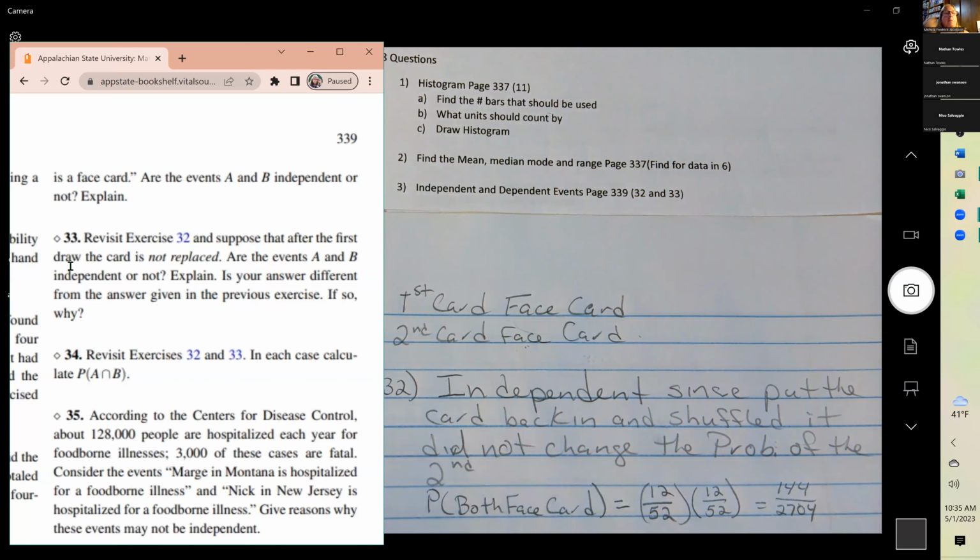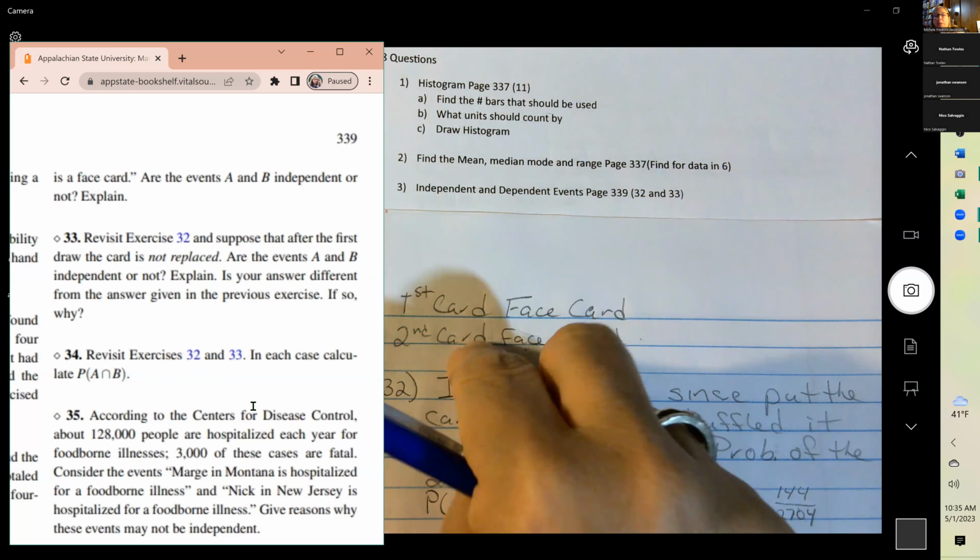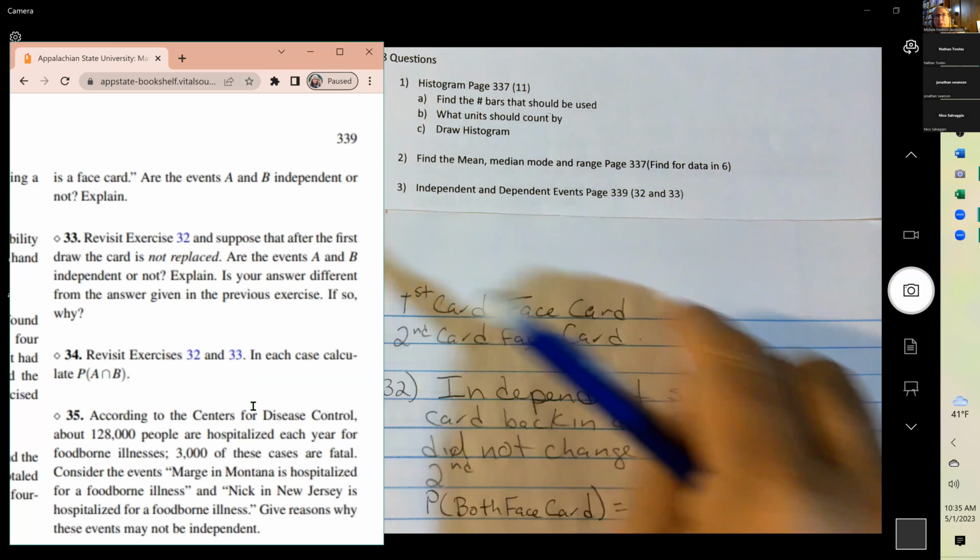Let's look at 33. Revisit the exercise and suppose that after you draw the first card, it is not replaced. Are events A and B independent or not? If we don't put that card in, we're changing our probability. So instead of being independent, it's dependent. The second card depends on what happened with the first one.